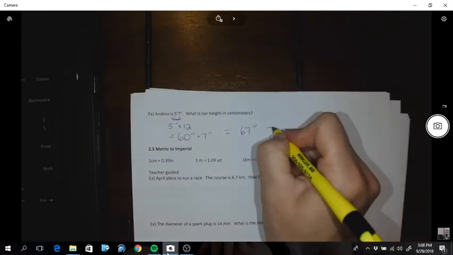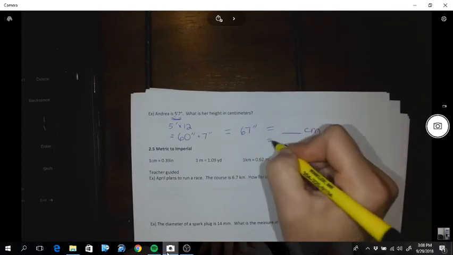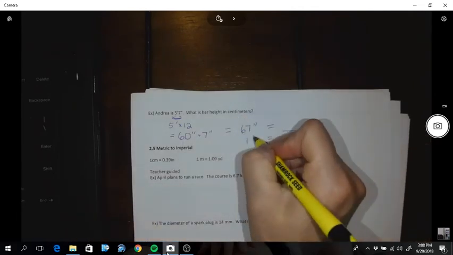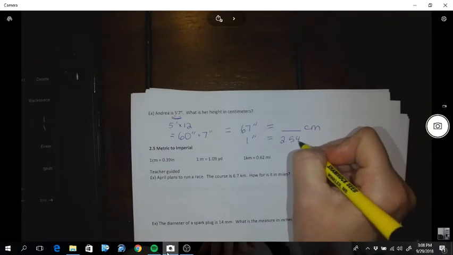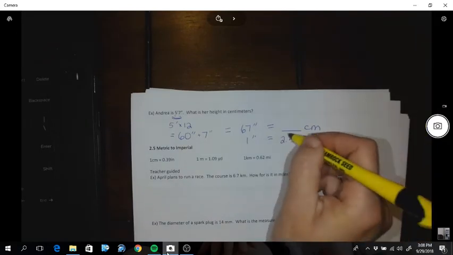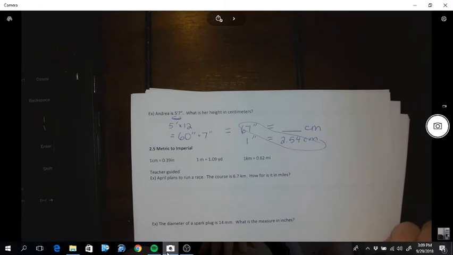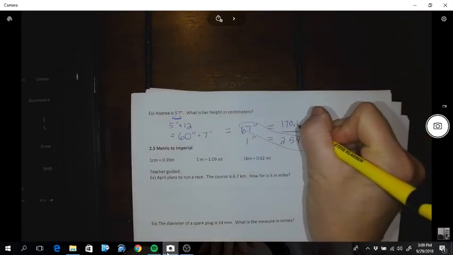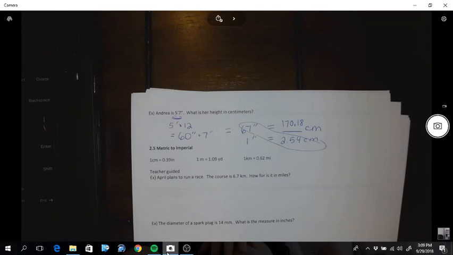I want to know how many centimeters that is, and again, going back to the conversions, you have that 1 inch is equal to 2.54 centimeters. So now I can use this as my multiplication. 67 times 2.54, and you would end up with 170.18 centimeters. Okay, it's time to complete lesson 2.4.